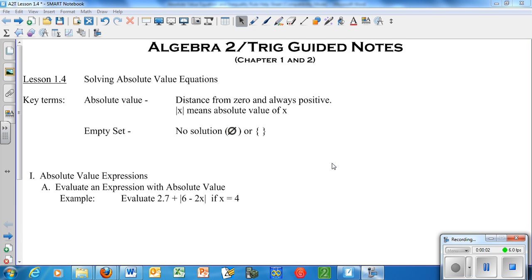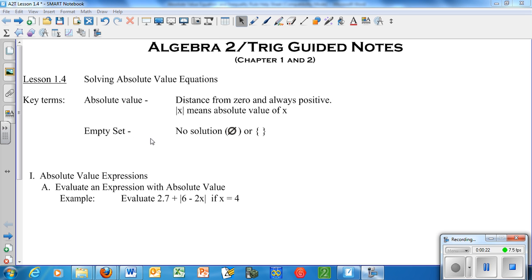Lesson 1-4, solving absolute value equations. Some key terms we need to review are absolute value, which is the distance from zero on a number line. And remember that absolute value is always positive. And here's the symbol for absolute value, these straight up and down bars. In this case, there's an x inside there, so this would mean the absolute value of x.